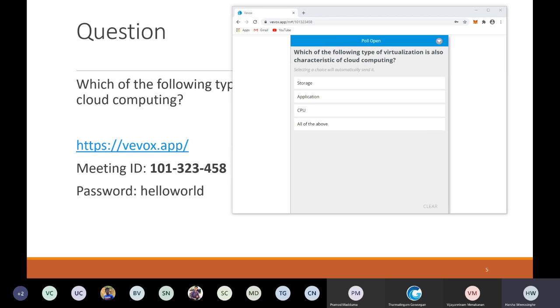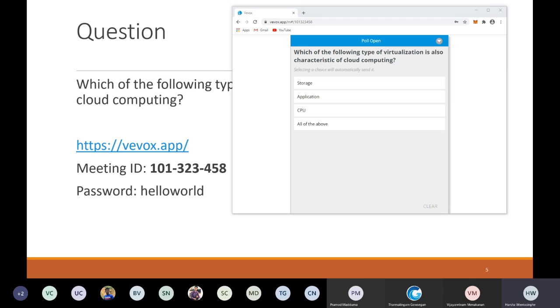So I released the first question. It's asking which of the following types of virtualization is also characteristic of cloud computing. If you feel like you are going for the wrong answer, you can simply clear it and click another answer. Cloud means we are renting someone else's computer, so it has almost all the characteristics that we use in our local on-premises environment, in a more efficient way.